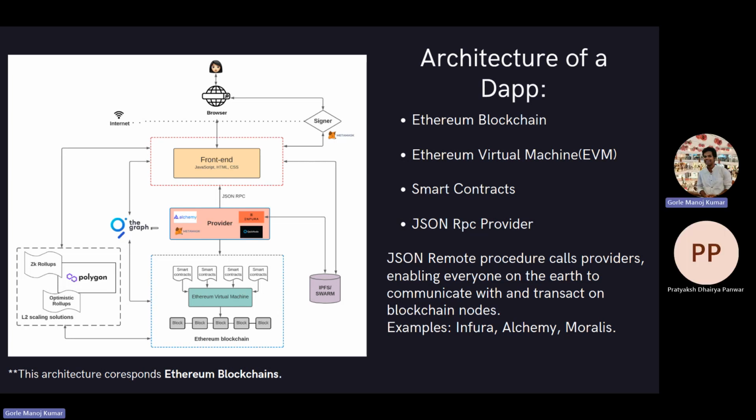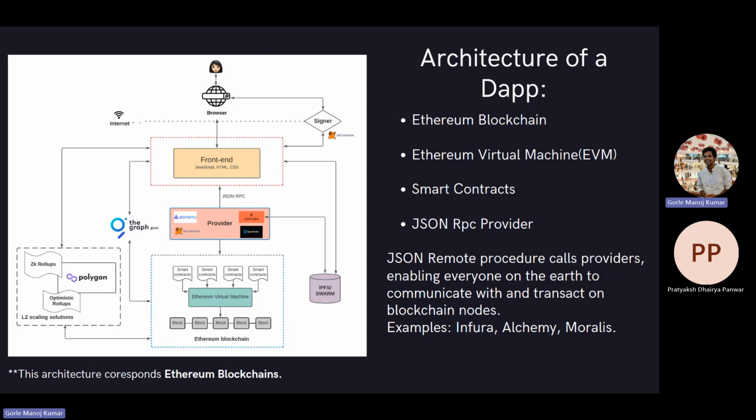DApp means decentralized application. In a decentralized application, in the part of the Ethereum blockchain, we'll have Ethereum virtual machine where all the smart contract code runs when a transaction is executed. And we'll have smart contracts which define some custom logic by the users who deploy it. And then we have JSON RPC providers. So what are JSON RPC providers?